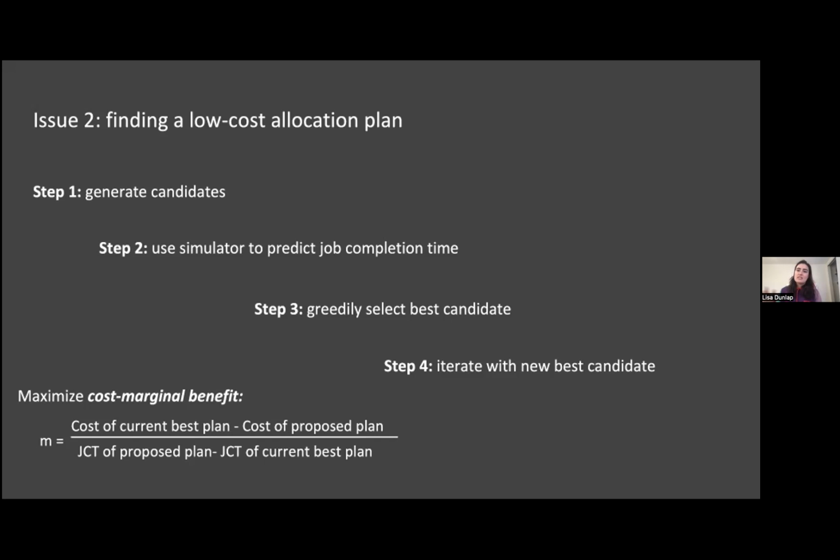To do so, the planner warm-starts its optimizer with some feasible solution, and then we improve the plan in an iterative greedy fashion by generating a set of new candidates from the current best, predicting each of their job completion times and cost using our stage 1 simulator, selecting the best candidate, and then iterating until the best candidate generated is no longer predicted to improve cost or violates the time constraint.